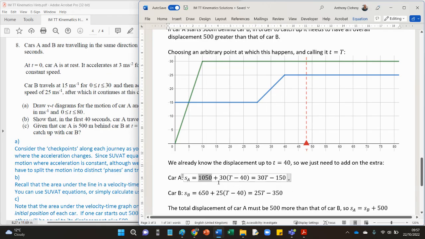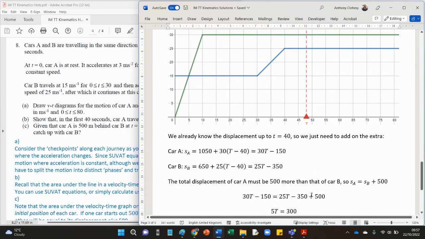Well, the extra part that we're adding on is going to be the speed of the car, which is 30, multiplied by the time that it's been traveling since the 40-second mark. And that's where T minus 40 comes in. That's the gap between the 40 seconds, because we've already calculated the displacement up to that point, and this new point in time. And we can work that out and simplify it and get an expression for the total displacement of car A in terms of capital T. We do the same kind of thing with car B. We've already got the displacement up to 40 seconds. Then at a speed of 25 for the remaining seconds between 40 and T gives us 25T minus 350.